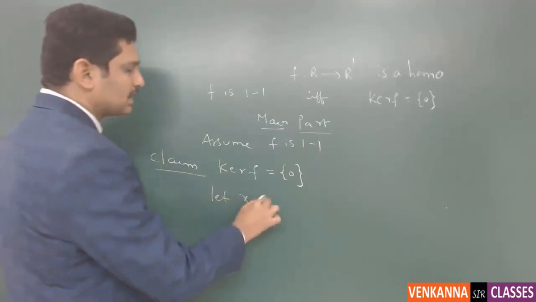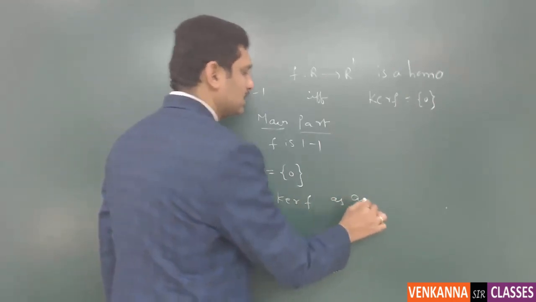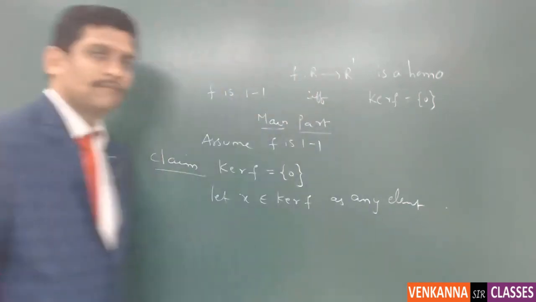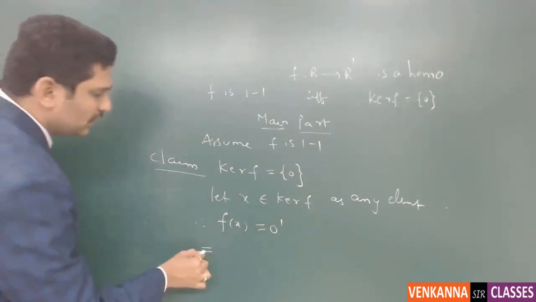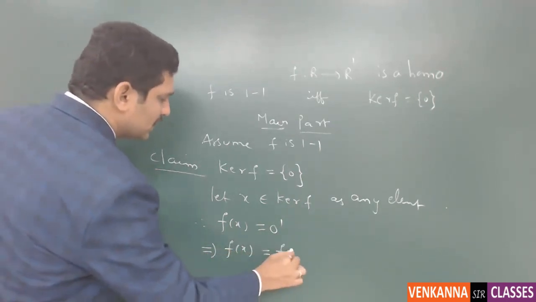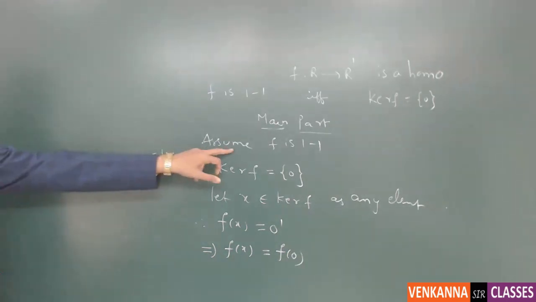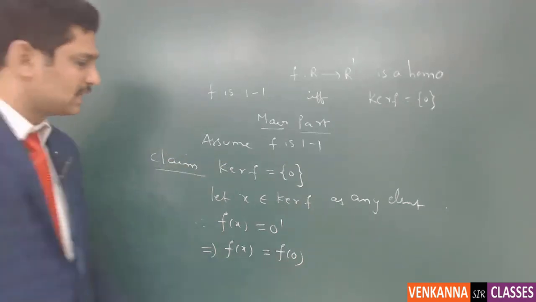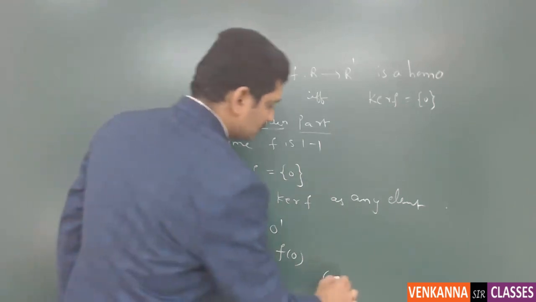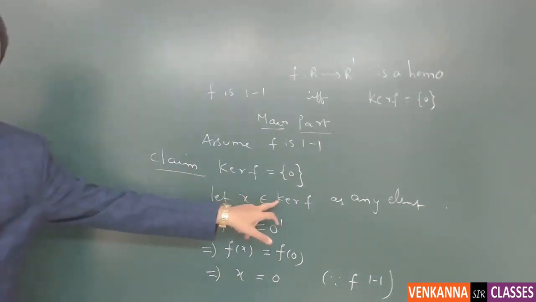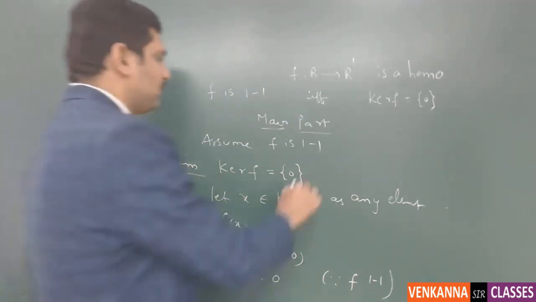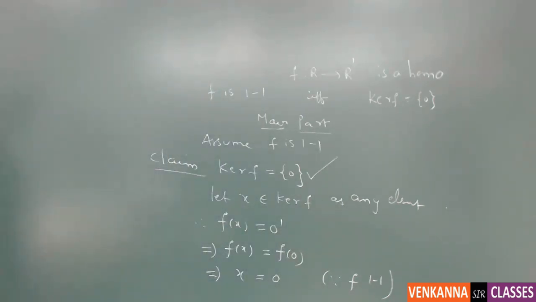So if you take x belonging to the kernel as any element, then from the definition of kernel, f of x is 0 dash. As we know that the image of 0 is 0, this is f of 0. Since we have taken that f is 1-1, whenever images are equal, the elements are equal. Therefore, whatever element you take from the kernel, it is equal to 0. Therefore, kernel f is the singleton 0. Yes or no? Right.